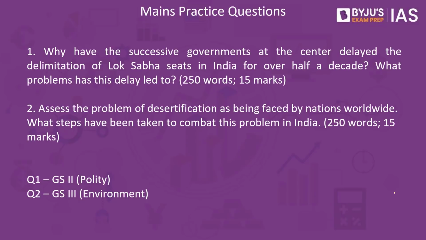Now, a couple of practice questions. Number one, why have the successive governments at the center delayed the delimitation of Lok Sabha seats in India for over half a decade? What problems has this delay led to? Second, assess the problem of desertification as being faced by nations worldwide. What steps have been taken to combat this problem in India? Both these questions have to be answered within 250 words each.